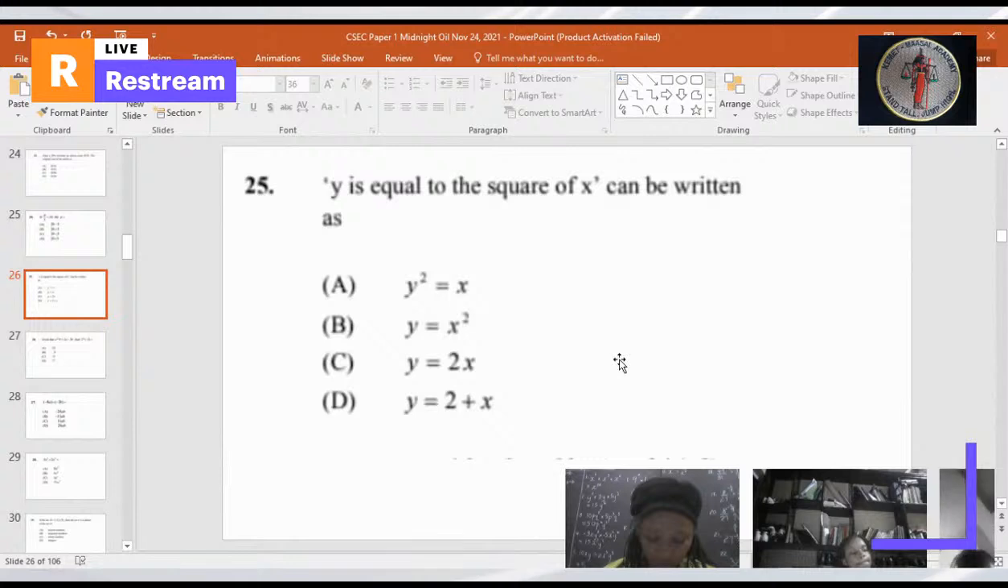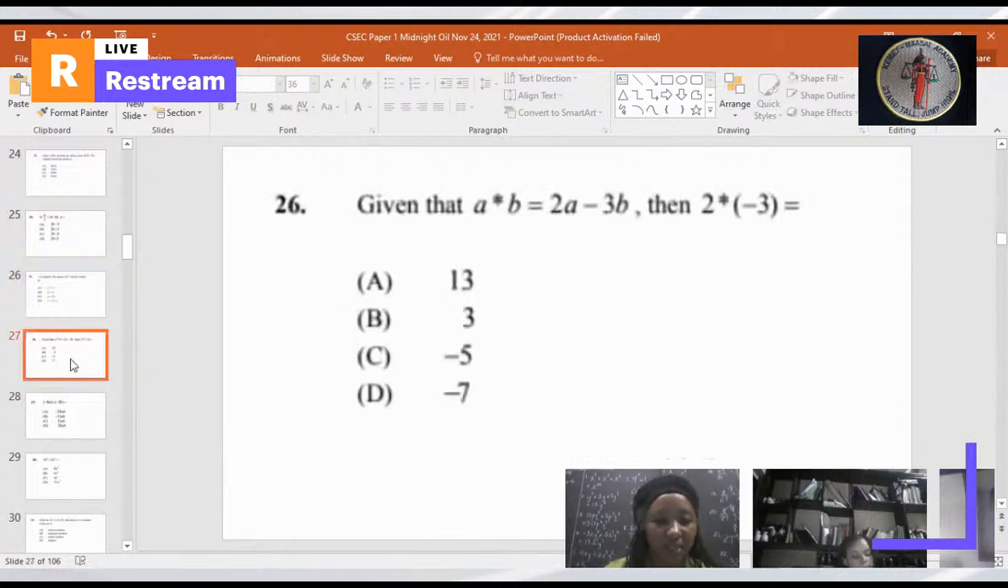Oh, sorry. All right, so that was pretty straightforward. Y is equal to the square of x, so y is equal to x squared. That's B.